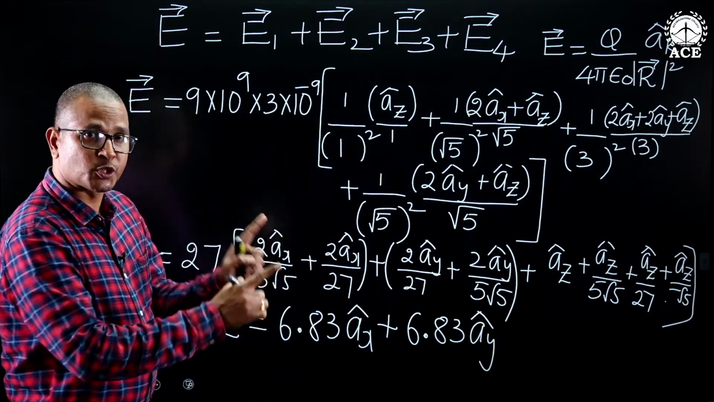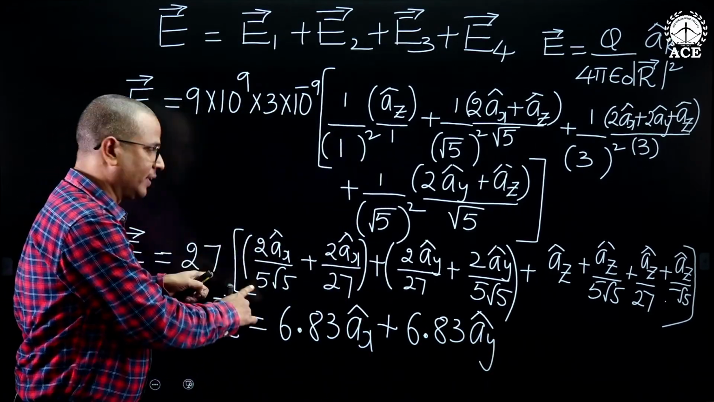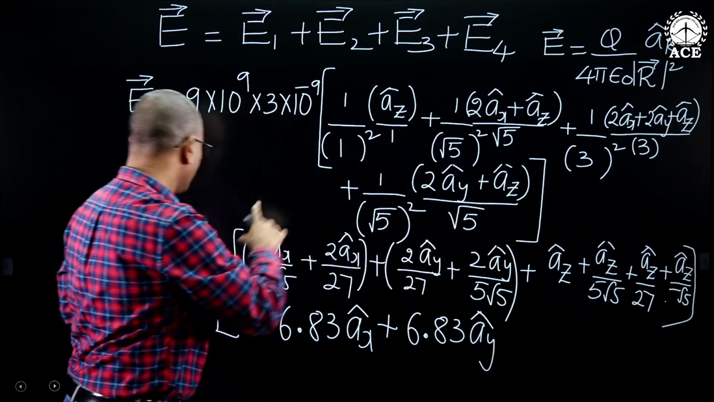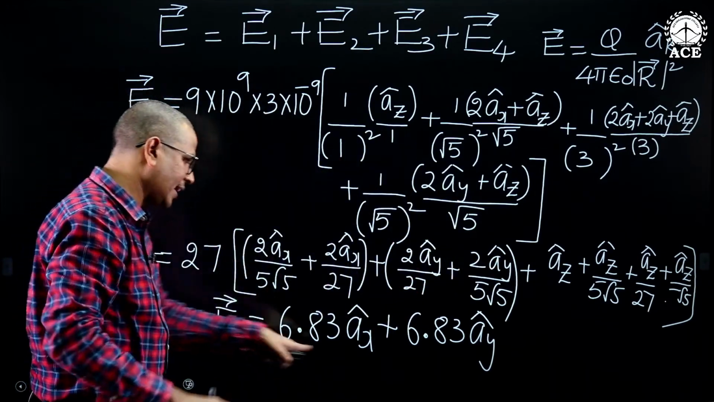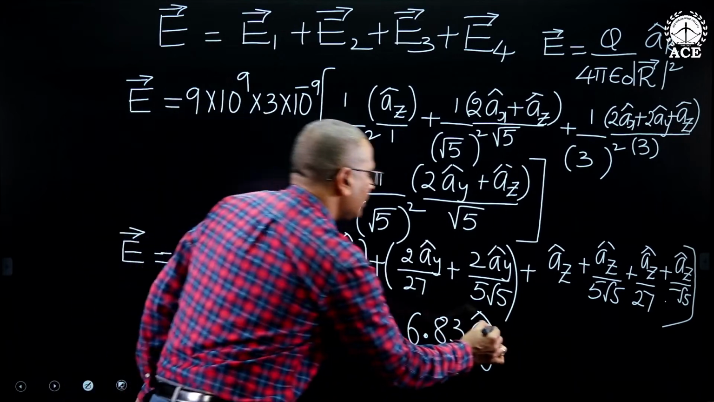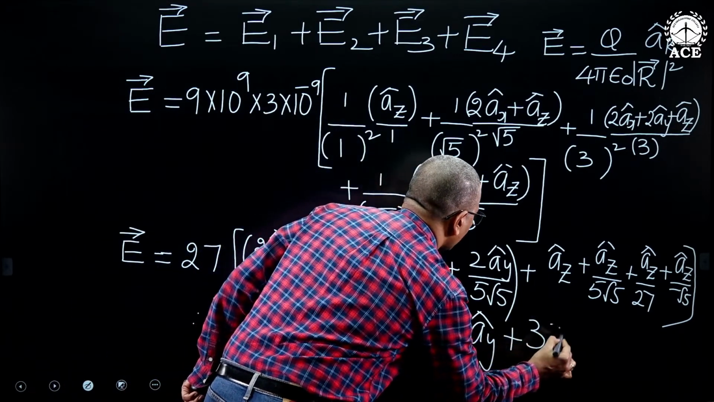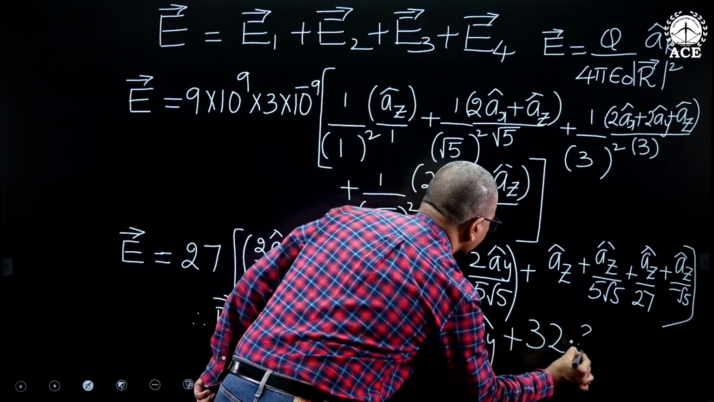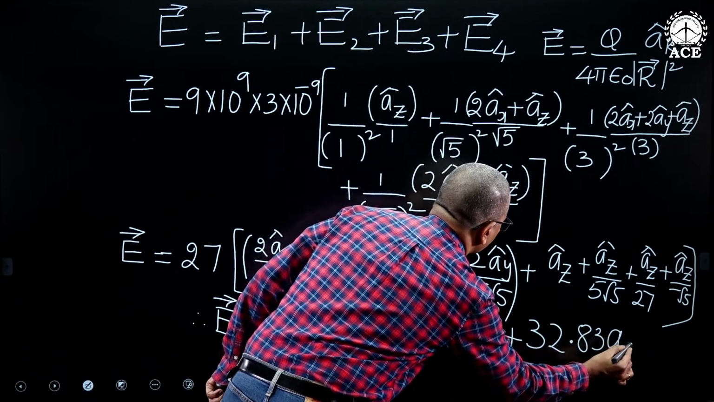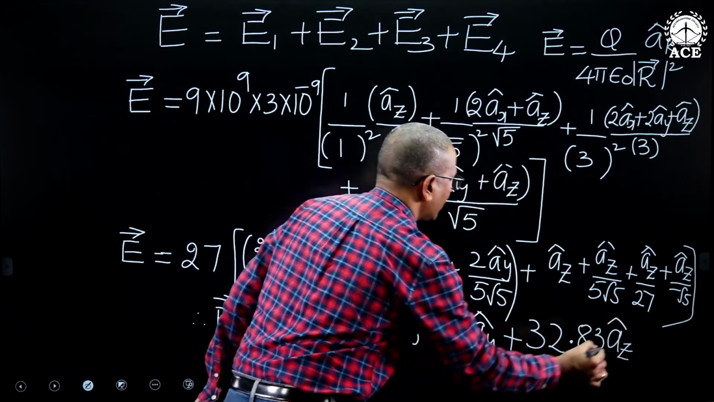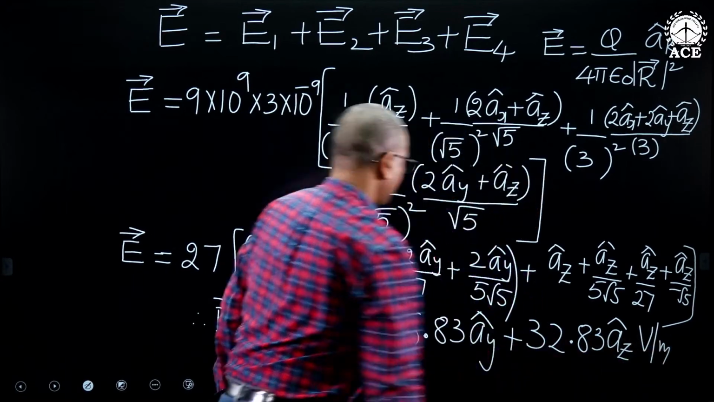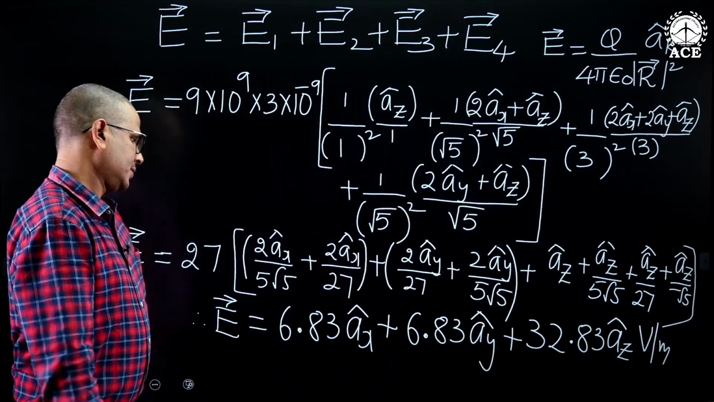After multiplying, dear students, don't forget to multiply with 27. After simplifying these, you should multiply with 27. After that, I am writing final answer. Plus last one, I think 32.83 az cap, where units of electric field, volt per meter. This is your answer, dear students.